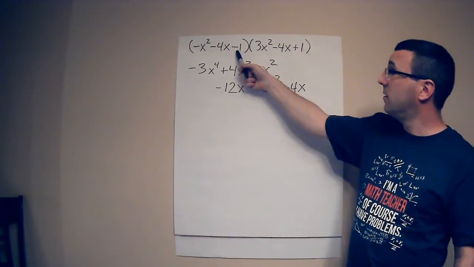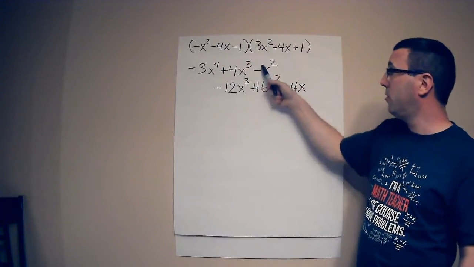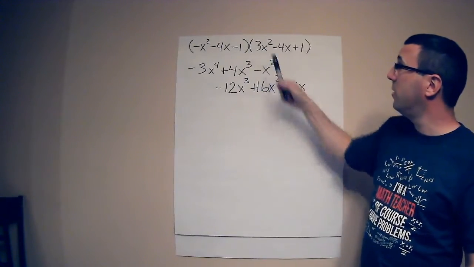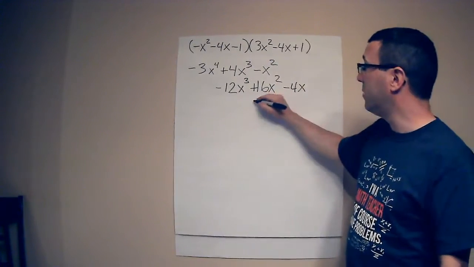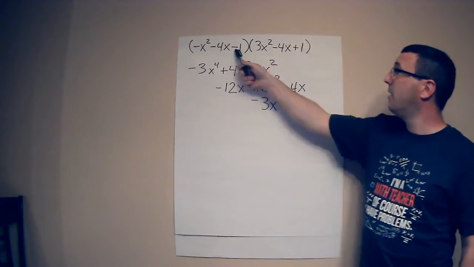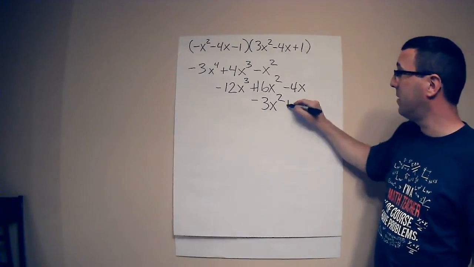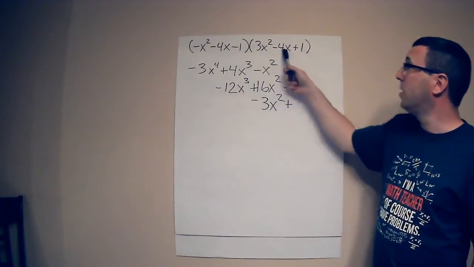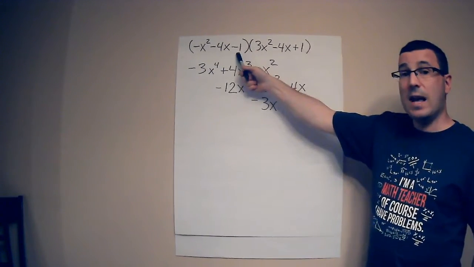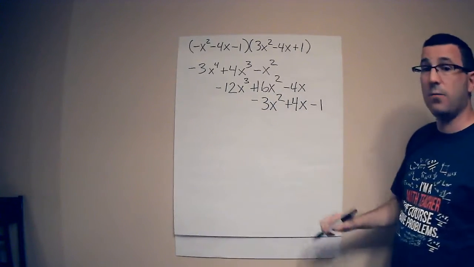Last thing, I'm going to move to the negative 1. I move now 2, so I'm going to go 1, 2. I'm going to line up in the third column. So negative 1 times 3x squared gives me a negative 3x squared. Negative 1 times a negative 4x: a negative times a negative is a positive, and 1 times 4 is going to give me a 4x. And lastly, negative 1 times a positive 1 gives me a negative 1.